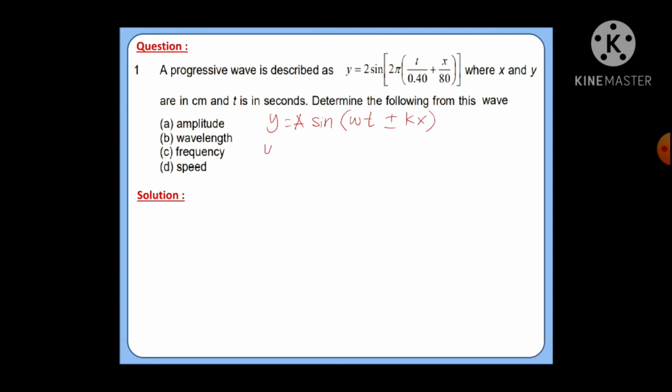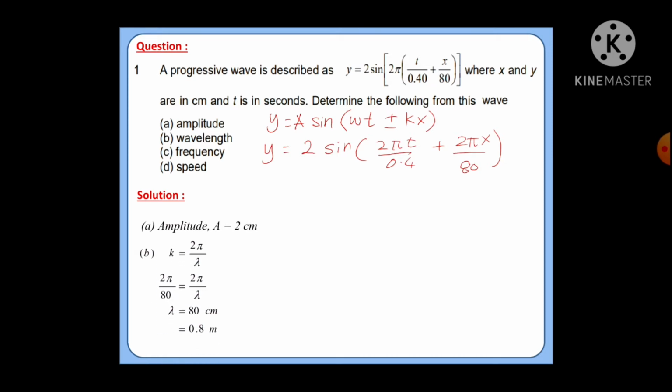When we compare with the equation given, which is 2 sine (2 pi t over 0.4 plus 2 pi x over 0.8), you can answer the questions. First, the amplitude. Amplitude is equal to 2 centimeter. For the wavelength, we use the equation for the wave number k, which is equal to 2 pi over lambda, and you will get lambda equal to 0.8 meter.